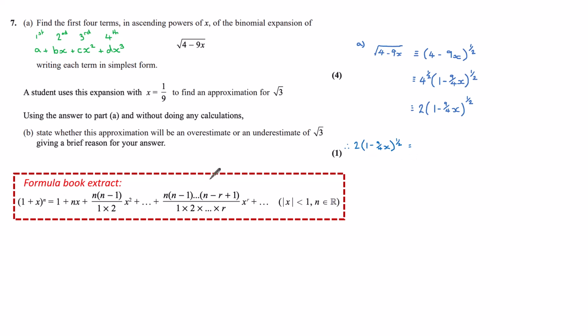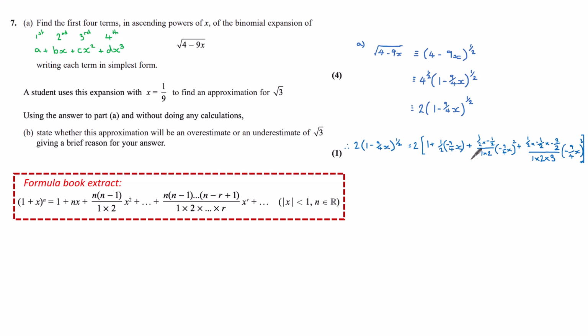So now we're in a form where we can use our extract from the formula booklet. We have 1, our x is the negative 9 quarter x, and our n is a half. And so we can substitute these values into our equation for the binomial expansion. The point you need to be careful with is the x value. Notice we have an x on its own, but we also have x squared, and of course x cubed. Remember that your x is the negative 9 quarter x.